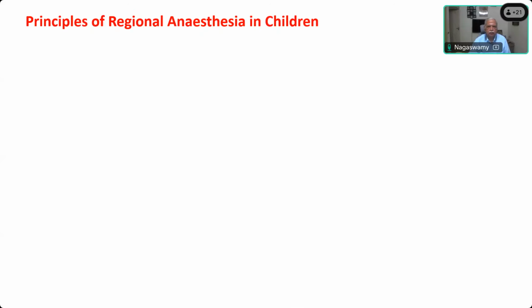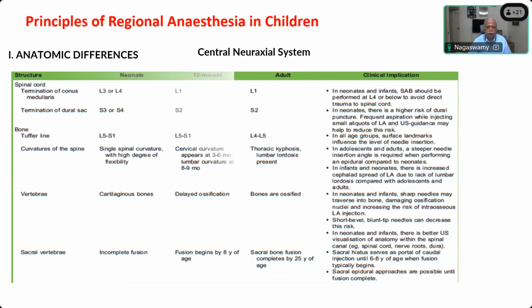Yes, sir. Okay. So the principles of regional anesthesia in children. First thing is anatomical differences between the older patients and the pediatric patient. Central nervous system. This chart is given in the World Federation of Societies of Anaesthesiologists tutorial of the week. The topic itself is given like this, and I picked up this question only from there.